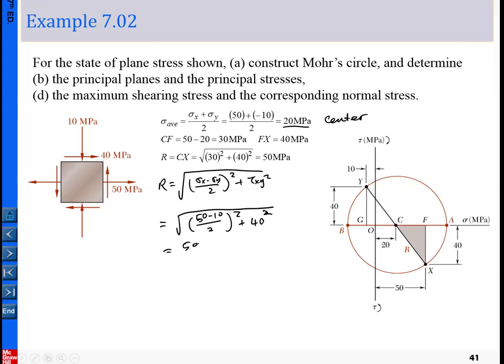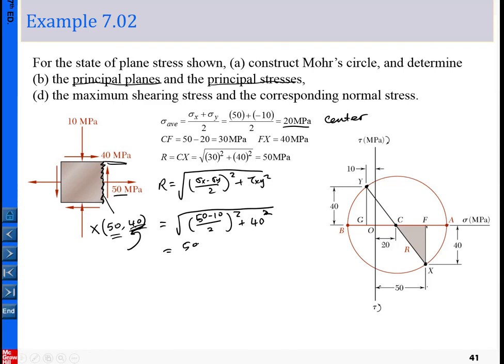Okay, now we determine the x point. The x point is the state of stress on this plane. The first coordinate is the normal stress. The second coordinate is 40, and the 40 has a sense given by this. So the x point is determined here: 50 is the first coordinate, and 40 is this coordinate here. So this is the x point, this is the y point, and from this we want to determine the principal planes and principal stresses. Let me erase the unnecessary marks here.